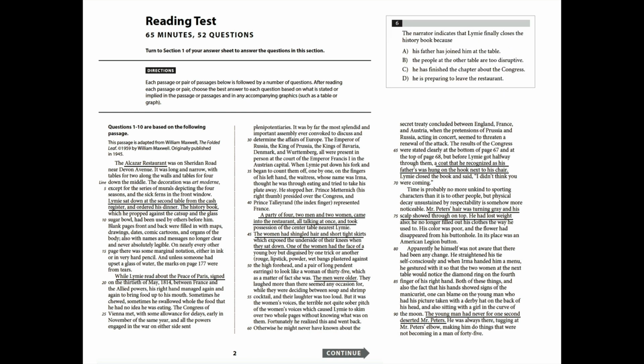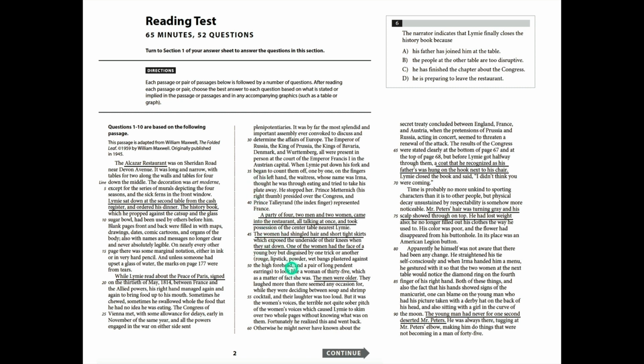Okay, question number 6. The narrator indicates that Limey finally closes the history book because, well, what do you know? This is a very straightforward question, no tricky words or whatever. Now, we read this particular passage actively, and we underlined particular portions of text that more or less indicate the substance of a paragraph.